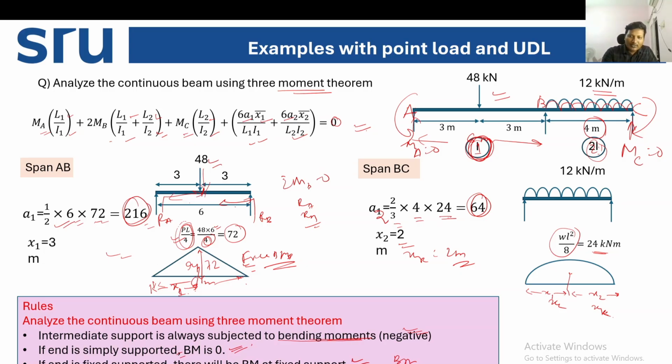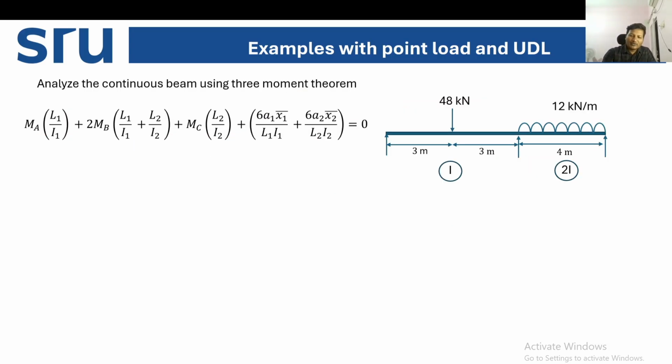Correct? Next, we'll put all the values in the formula. As I told you before, if the end condition is simply supported, then the moment at A will be 0 and the moment at C will be 0. That's why in this particular case we have considered MA and MC equal to 0.